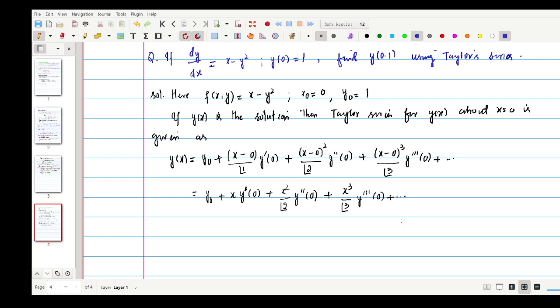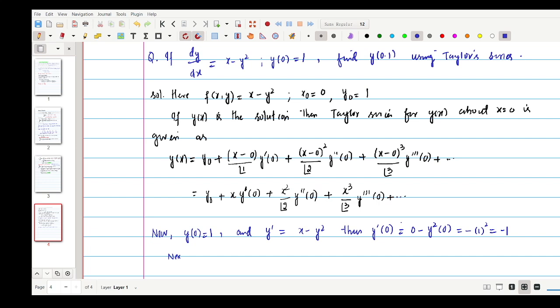So now let's compute them. y of 0 is given to be equal to 1, and y dash is equal to x minus y square. Therefore, y dash of 0 is equal to 0 minus y square at 0. Now y of 0 is equal to 1, so this is equal to minus 1 square. So that is equal to minus 1. That means y dash of 0 is equal to minus 1.